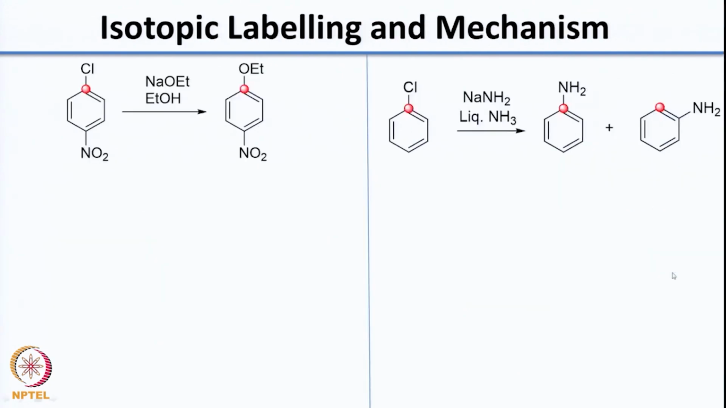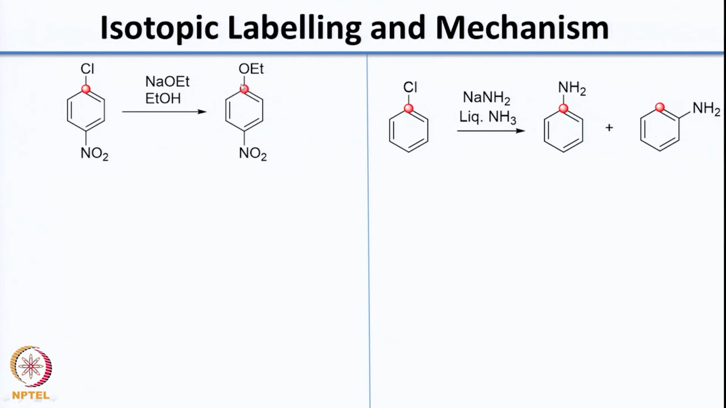Another example is in nucleophilic aromatic substitution reactions. There are two reactions shown on the screen in front of you. Shown in red is a labeling of carbon here. You have isotopically labeled the carbon atoms which are shown in red. In the first reaction, when you add sodium ethoxide in ethanol, you are essentially displacing the Cl at the same carbon. Whichever carbon was labeled, you have displaced with the ethoxide.